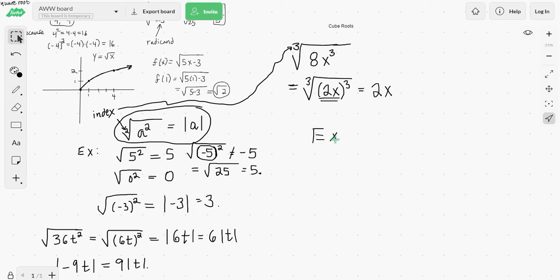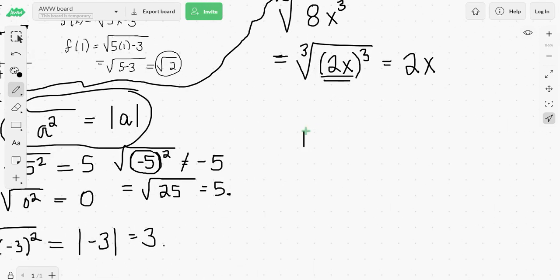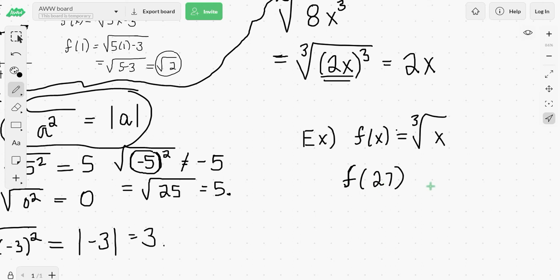Let me zoom in. Actually, sorry, I want to rewrite this a little bit. Let's suppose that we have the function f of x is equal to the cube root of x, and suppose they want us to evaluate f of 27. That means to plug in 27 for x into our function, so we get the cube root of 27.